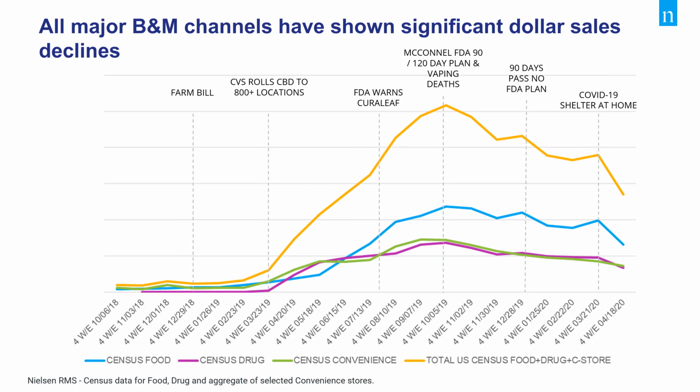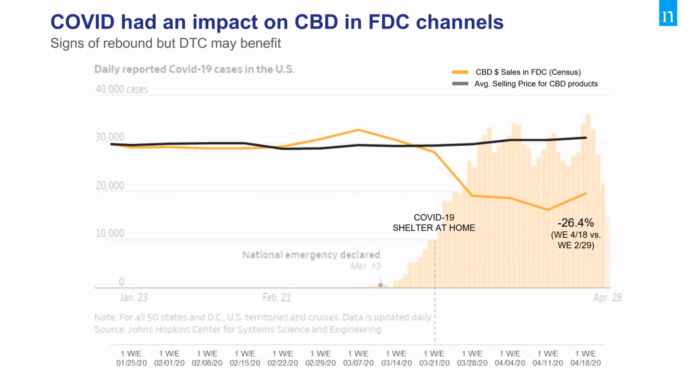Now, if you go to the next slide here, we can hone in specifically on that COVID period. And what you can see is that it really did have a pretty big impact on CBD in those food, drug, and convenience channels where it's currently being sold. So if we compare sales for the week ending 2/29 to the week ending 4/18, what we saw was a sales decline of about 26.5%.